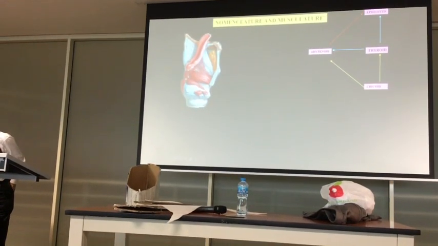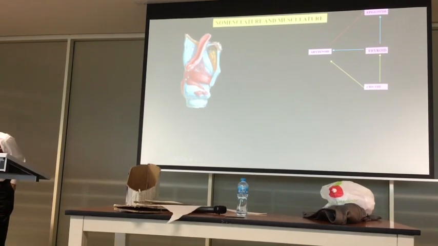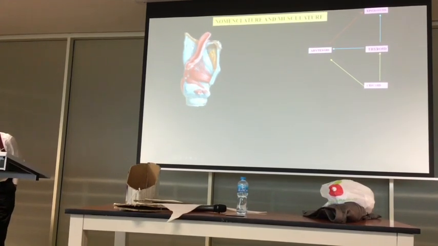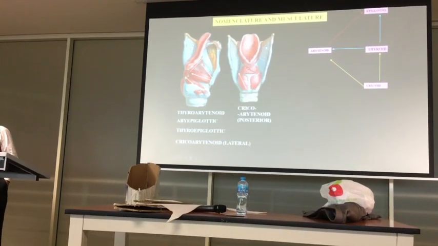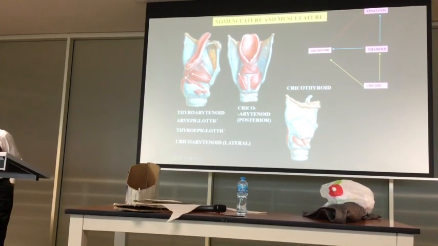Here, there is thyroid, and here arytenoid. So this muscle is thyroarytenoid. Here is epiglottis, and here thyroid. So thyroepiglottic. Here is cricoid, here is arytenoid, cricoarytenoid. You see how beautiful it is? Here is a muscle at the cricoid, and the thyroid was cut, cricothyroid. So this is cricoarytenoid. This is cricothyroid.